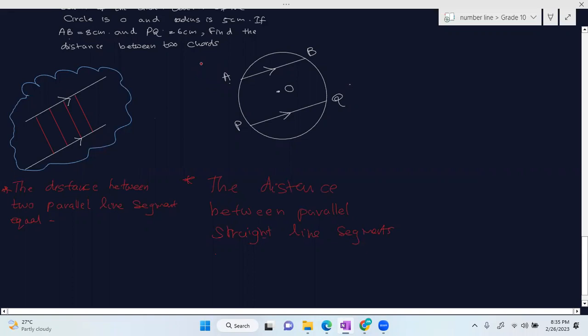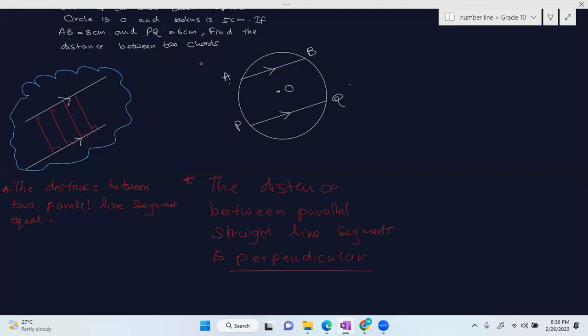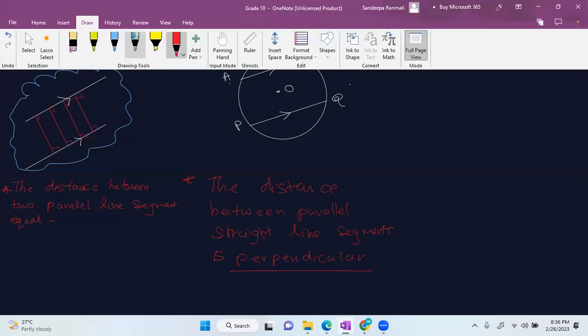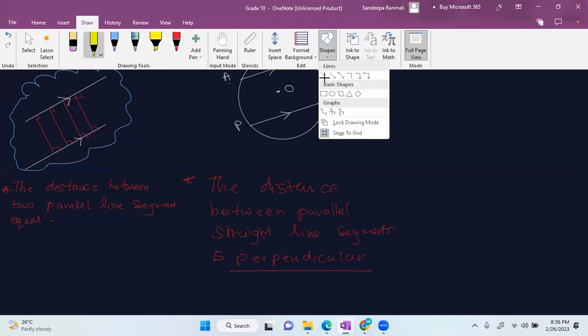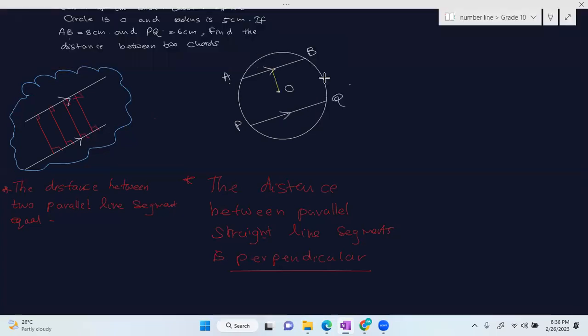Okay, so what happens to the distances between these? They are perpendicular to the parallel straight line segments. Okay, then what can you say? The straight line segment drawn from AB to O and PQ to O lie the same, because that is the distance between AB and PQ. Or you can draw another one.